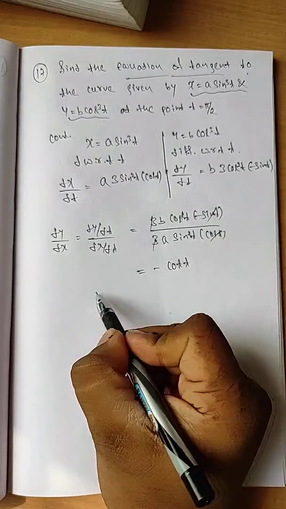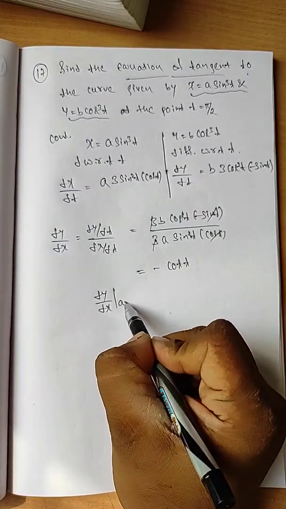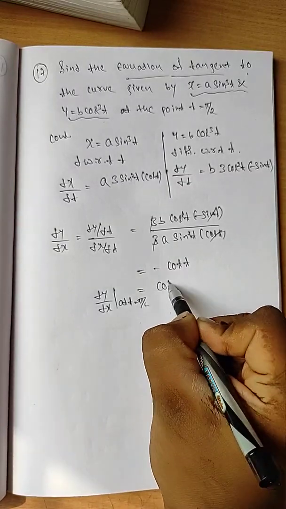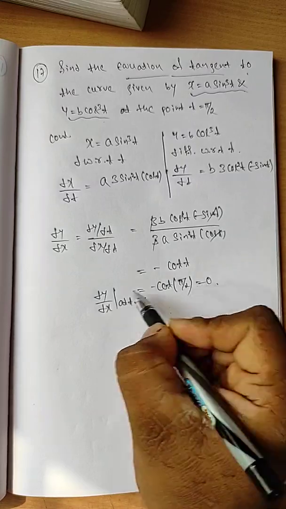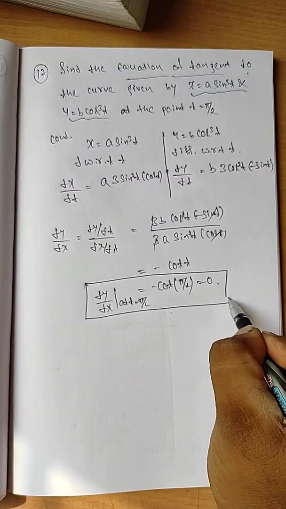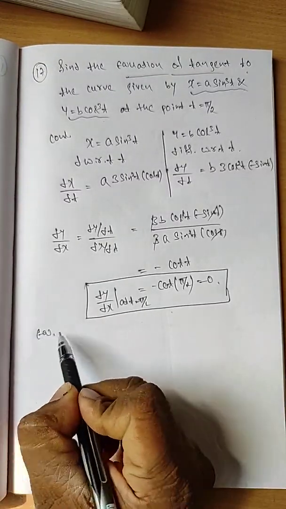So at t is equal to pi by 2, dy by dx at t is equal to pi by 2 is equal to minus b by a cot pi by 2. What is the value of cot 90? Cot 90 is 0. Cot 90 is 0 means the slope is 0. Now we know the equation of a tangent.